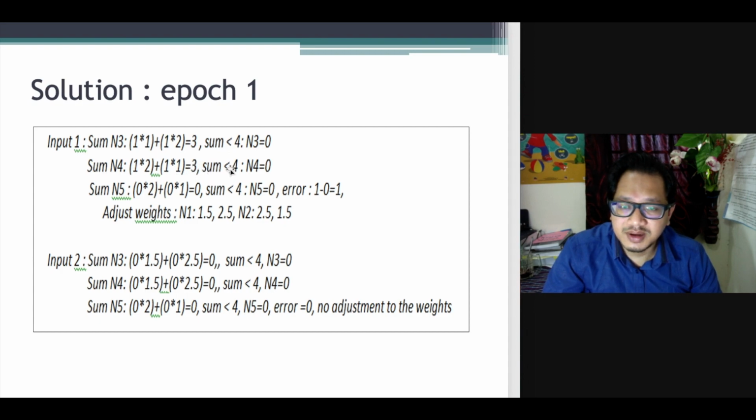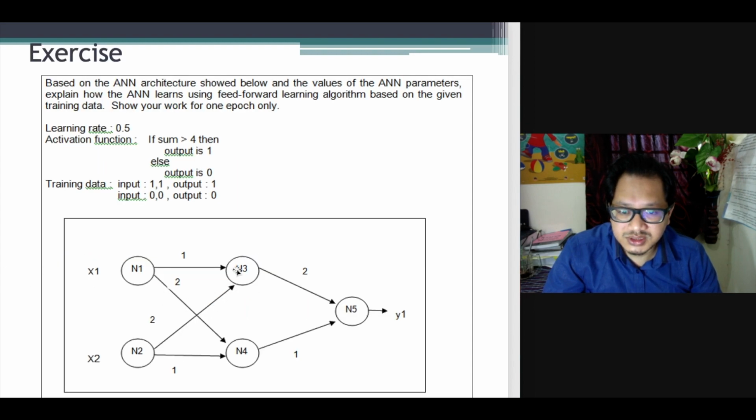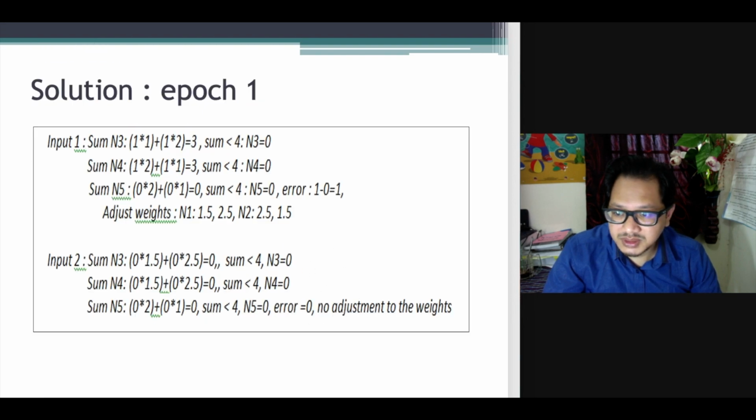Okay, and then sum less than 4, betul. Less than 4. Okay, 3 less than 4. So, bila guna activation function, dia 0. And then kita akan dapat node 3 dengan 4 ialah 0. Sini 0, sini 0. So, untuk check yang 5, ini dia punya weight. Okay, kita cuba times, tengok, 0 times 2, 0 times 1.